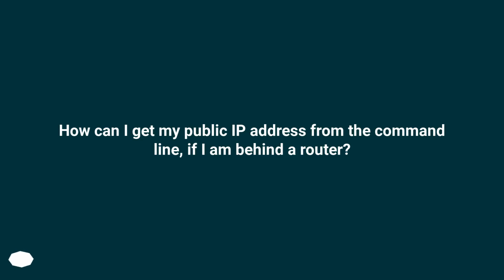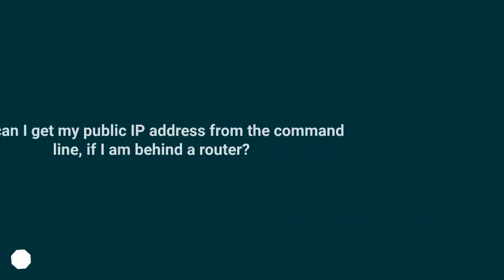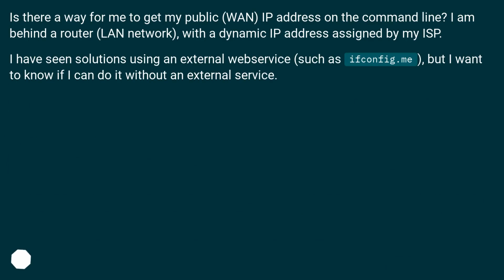How can I get my public IP address from the command line if I am behind a router? Is there a way for me to get my public WAN IP address on the command line? I am behind a router, LAN network, with a dynamic IP address assigned by my ISP.